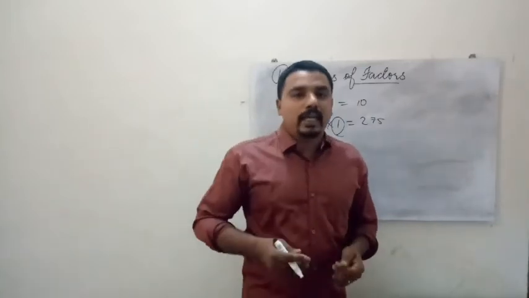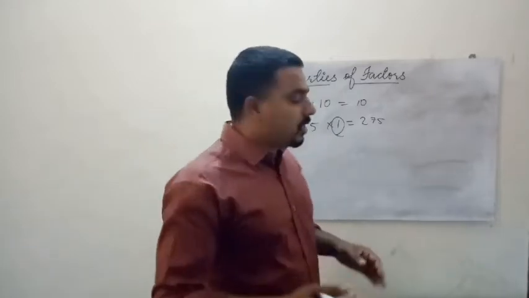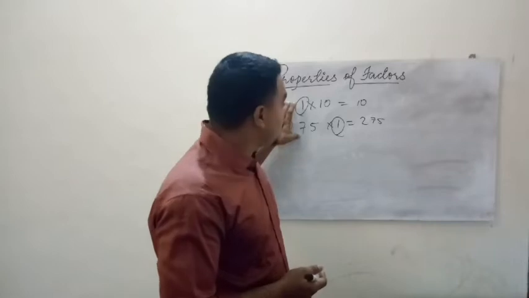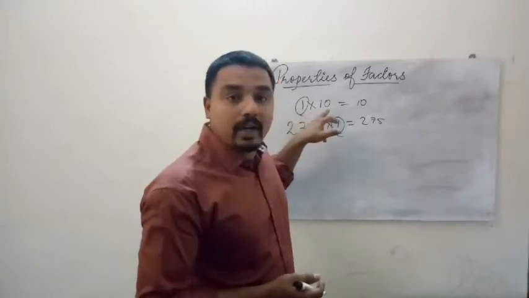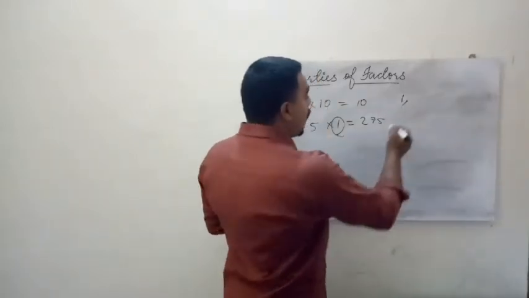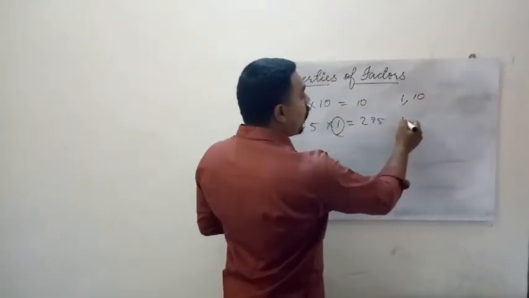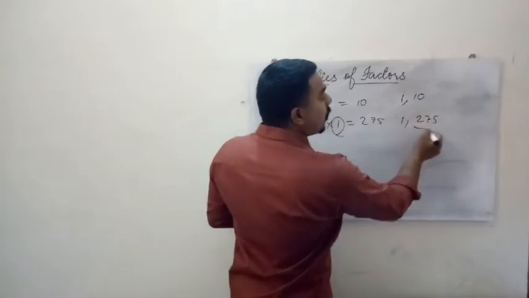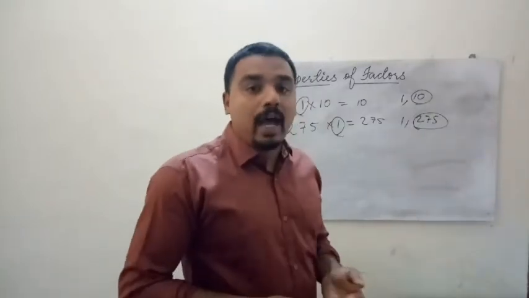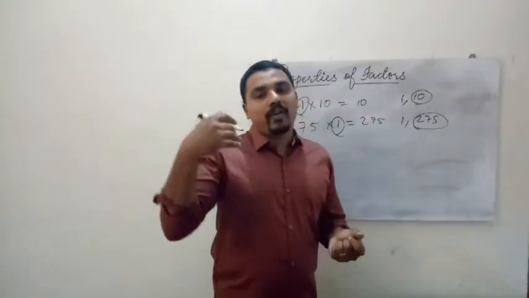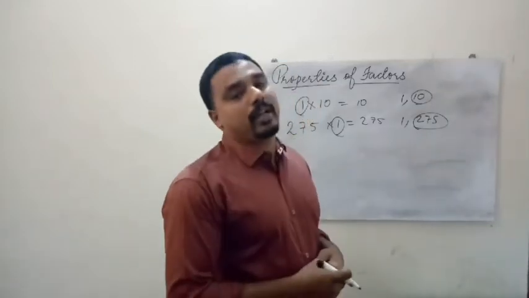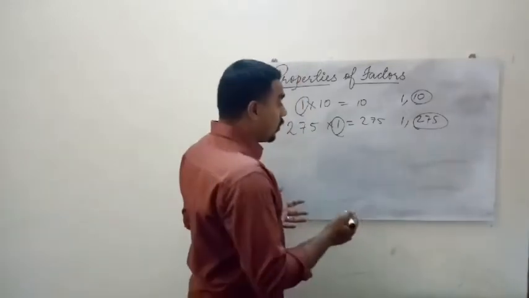And the second one is that a number is a factor of itself. With the same example, you will understand that a number is a factor of itself. Here we have 1 as a factor and 10 as a factor. Here 1 and 275. So the number is a factor of itself. And the third one, a factor of a number is less than or equal to the number.